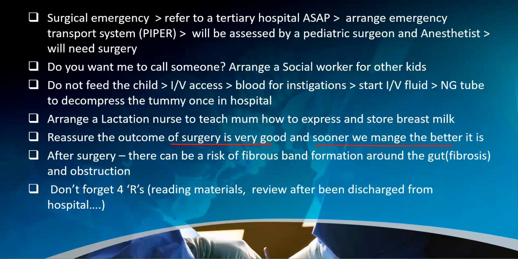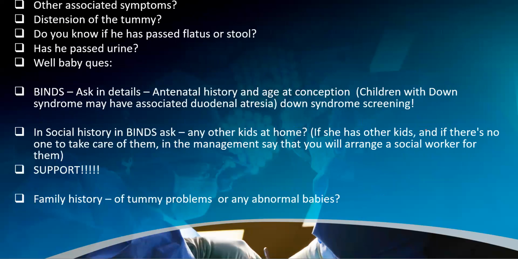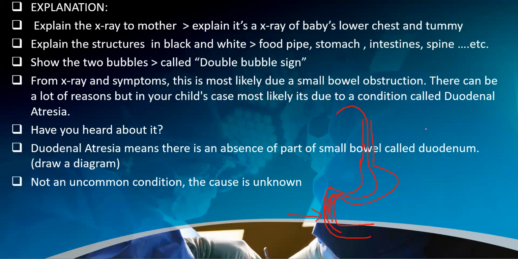They can also arrange a lactation nurse to teach you how to express and store breast milk for the moment. Now, in this case, it's a duodenal atresia, and it's very common in Down syndrome children. So in your history, remember what I said in the birth history, please ask what your age was during the birth of this baby? And always ask gently before asking age, like, please excuse me for asking, it's general, but can I please know what was your age when you had your baby? And did you have your Down syndrome screening?